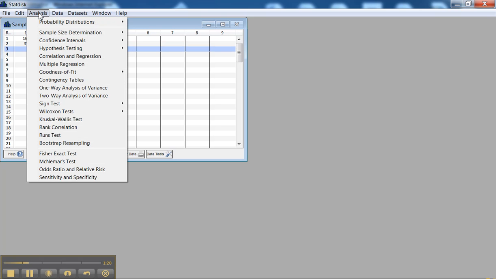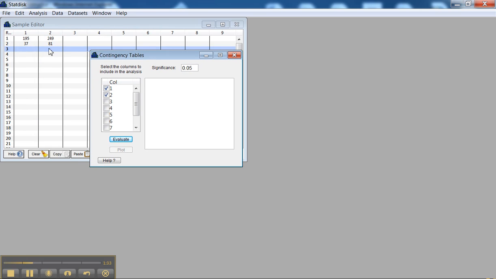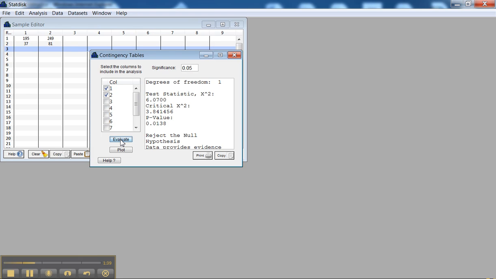and then go to analysis. We're going to go to a contingency table. Select the columns to include. We have stuff in columns 1 and columns 2. So we see our columns right here, 1 and 2. And then we're going to click on evaluate.